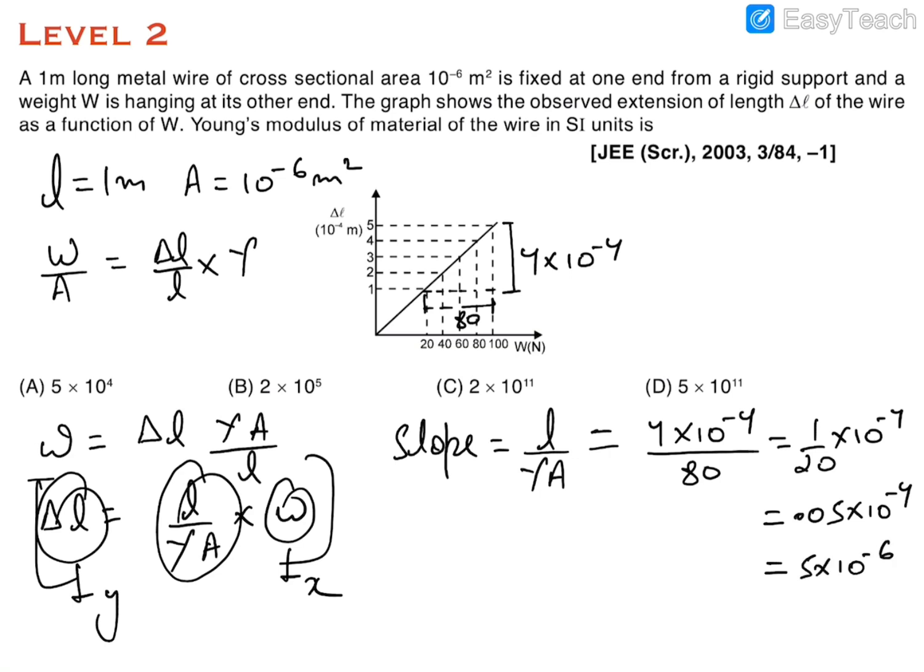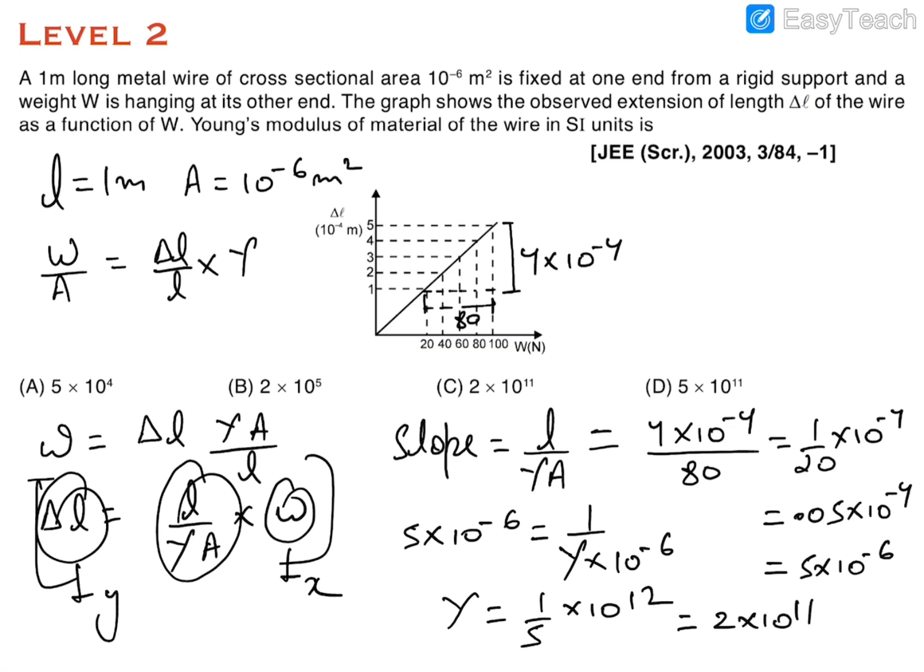Okay, so this is the slope of this graph, and this slope 5 into 10 raised to power minus 6 is equal to L upon gamma A, where L is 1 and gamma we have to find out, and area of this wire is 10 raised to power minus 6. So the gamma will be equal to 1 by 5 into 10 raised to power 12. So this is 2 into 10 raised to power 11. So the correct answer will be option number C. Now we move on to the next question.